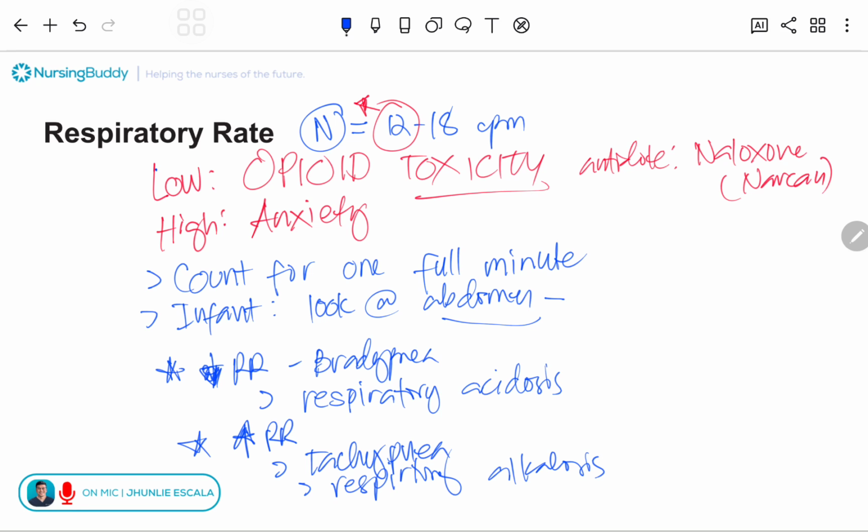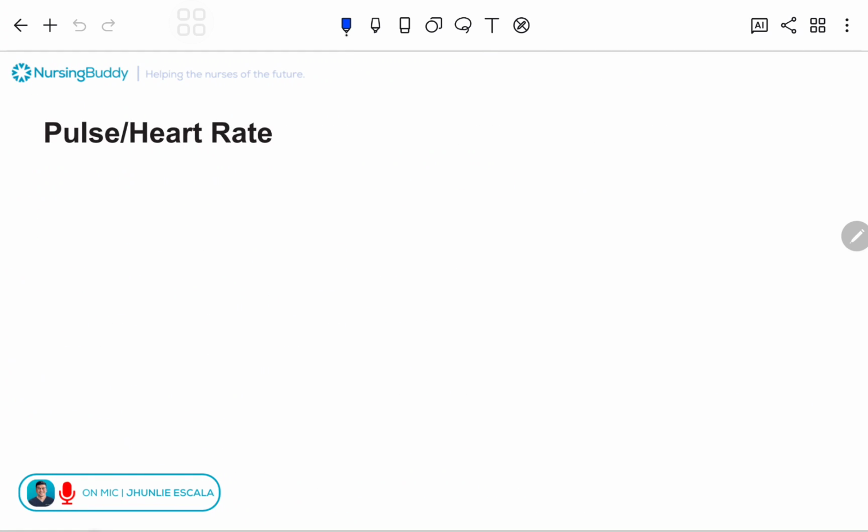So, mas marami pong lumalabas na carbon dioxide. So, we are losing more and more acid. So, what happens now is nagkakaroon po tayo ng respiratory alkalosis. Okay? So, take note of that. Okay. Now, another concept here, kapatid.